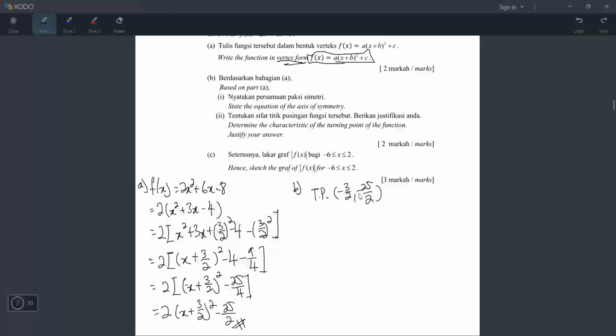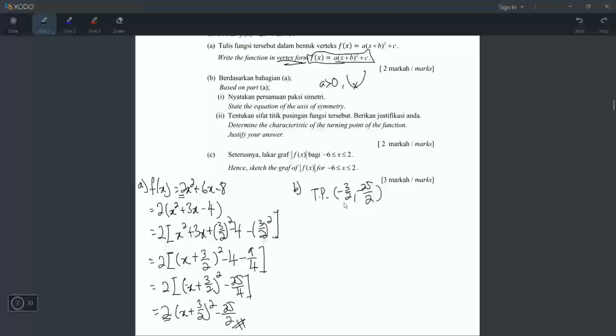So how to know whether it's minimum or maximum? You look at the A, right? So the A is 2, or you can refer here also. This A and this A are the same value, right? So if the A is positive, it means this graph is a U shape. So if it's a U shape, then this is a minimum. So definitely this is a minimum point. So this turning point is a minimum point.